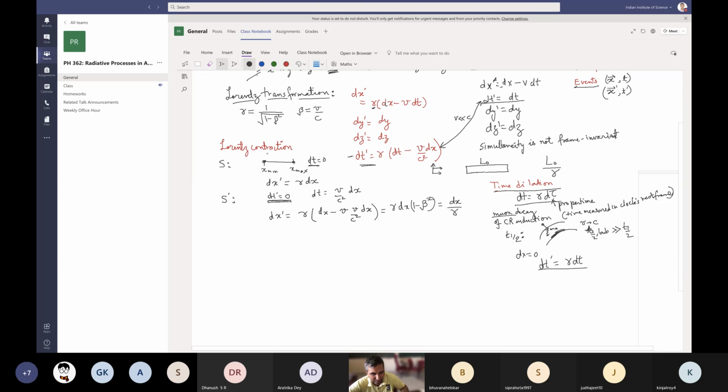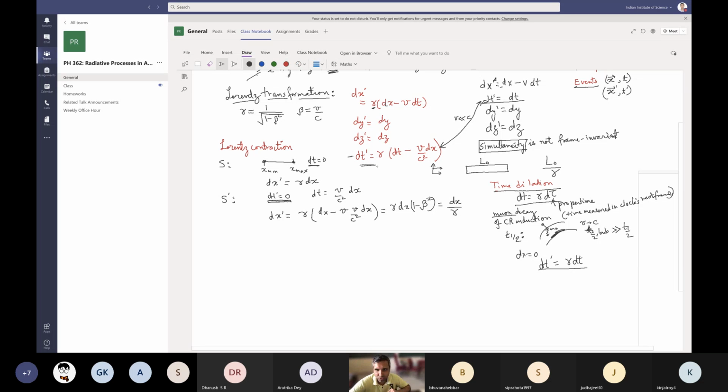And length contraction is, again, if you are measuring the two ends of the rod in the rest frame of the rod, then the length of the rod will be the longest. In any other frame, the two ends are measured at the same time in that frame. Okay, so this simultaneity depending on the frame is very different, and it causes a lot of non-intuitive effects like this. Okay, good.